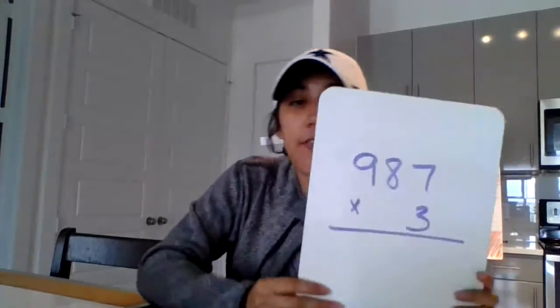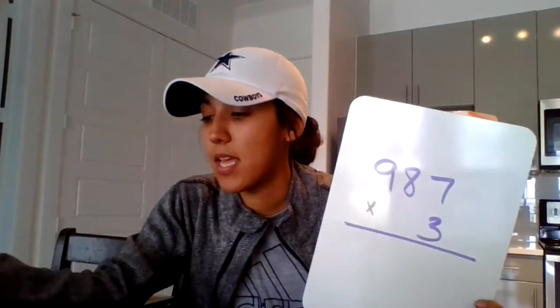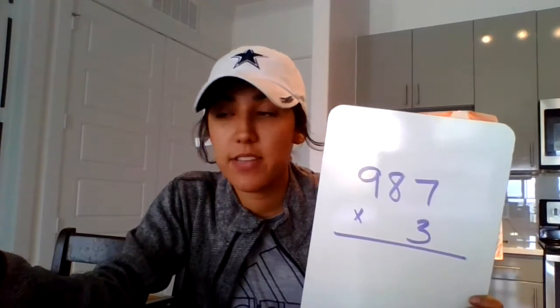Today we're going to be doing Tuesday's Give Me 5 for page number 8. The first problem they have is they want us to multiply 987 times 3.